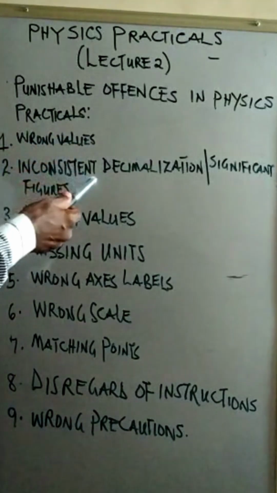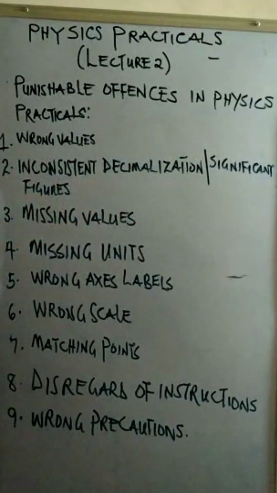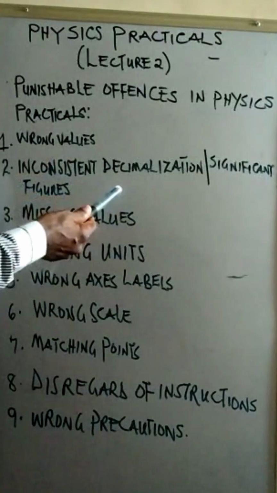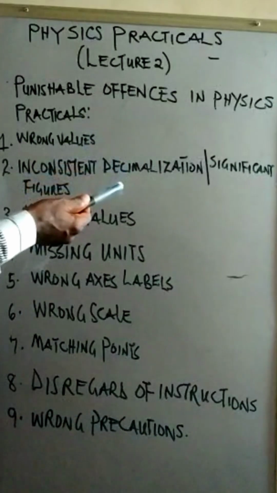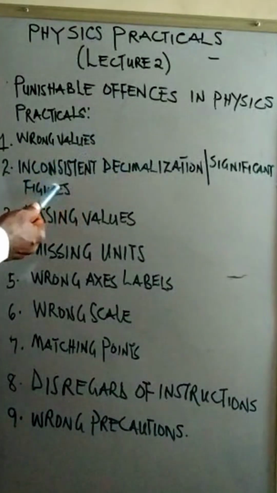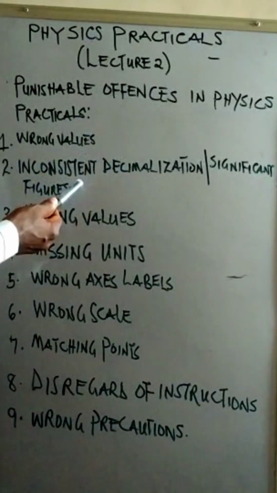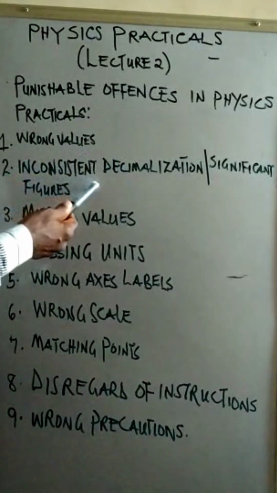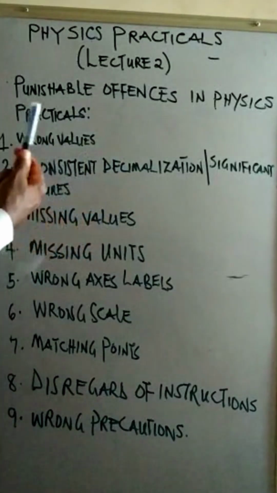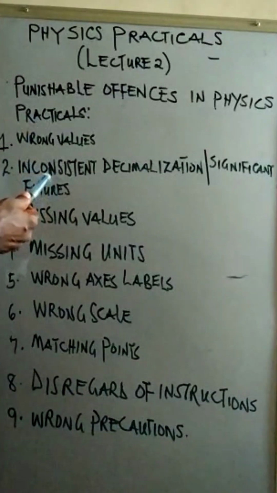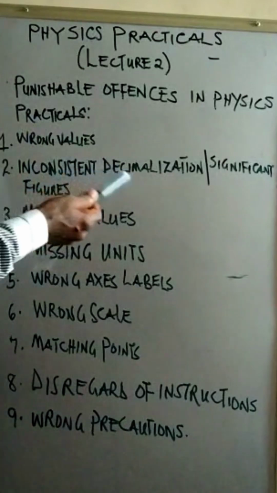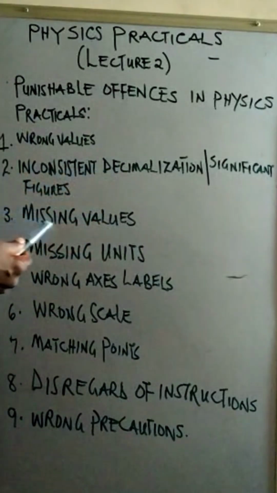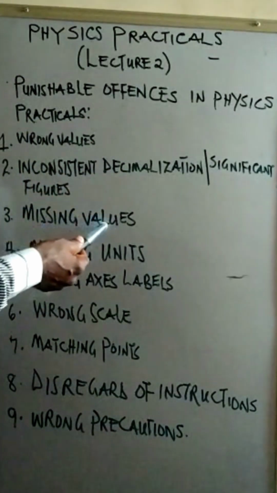Number 2, inconsistent decimalization of significant figures. When your significant figures are not consistent, in one reading you record 2 decimal places in the same column, another reading you record 3 decimal places, and then you continue, maybe you come back to 2 decimal places or you go to 4 decimal places. If you do like that per column, the readings are said to be inconsistent, and that reduces your marks. Number 3, missing values.